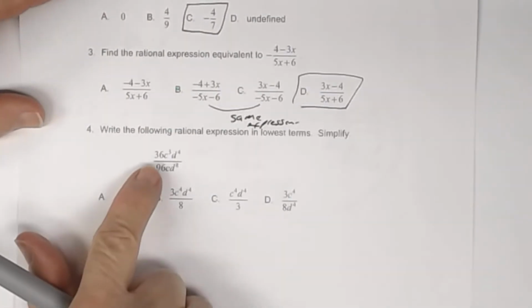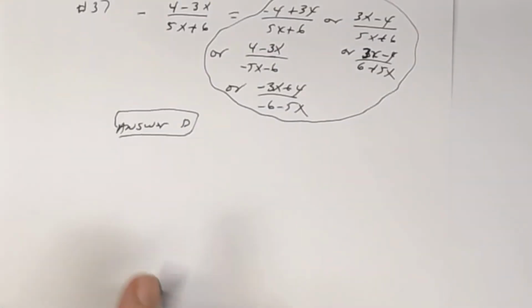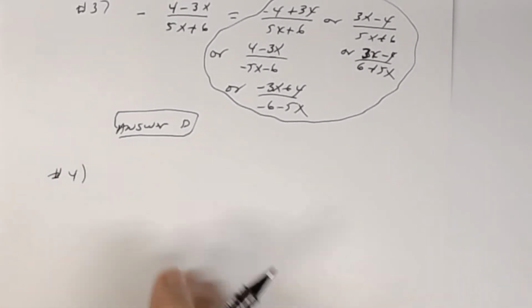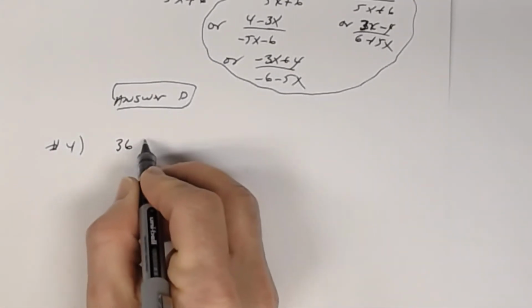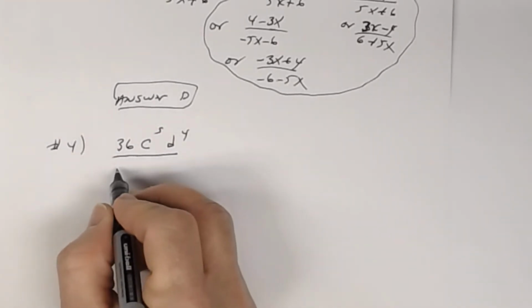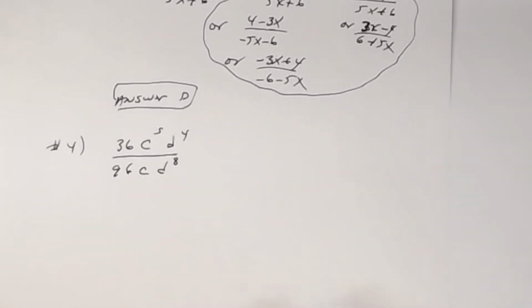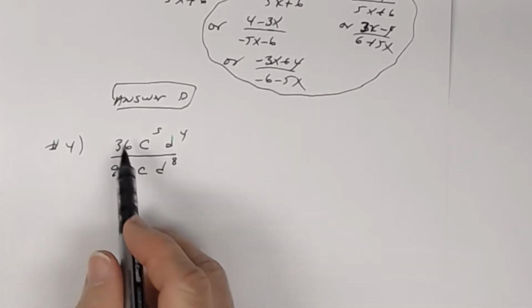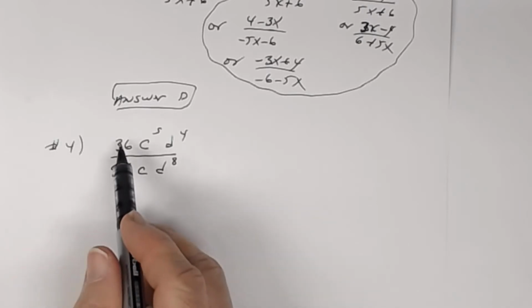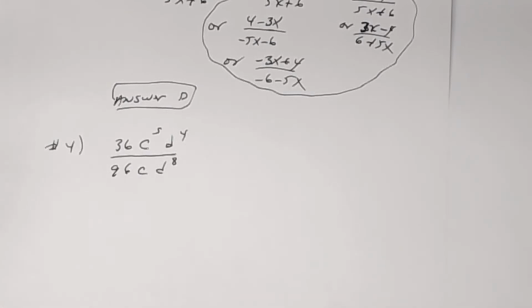In number 4, you want to simplify this rational expression. Let me go ahead and rewrite number 4: 36c to the 5th power, d to the 4th, divided by 96c d to the 8th power. You may need to use your calculator to determine what factors you can reduce 36 and 96 by. Obviously they're both even, so you could divide by 2, but there could be something larger than a factor of 2 that you can use.